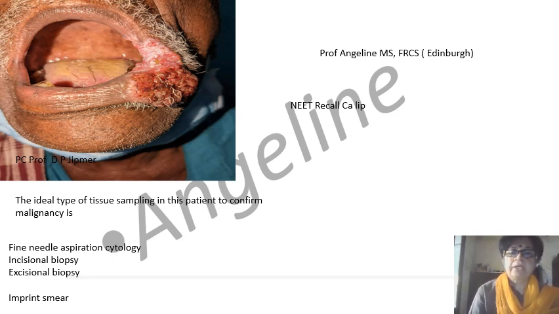There was one particular question on NEET recall. A CA lip was given and the different modalities of tissue sampling were given as options, and the student was asked the right option. Now, before going to the right option, let me talk about this particular issue.